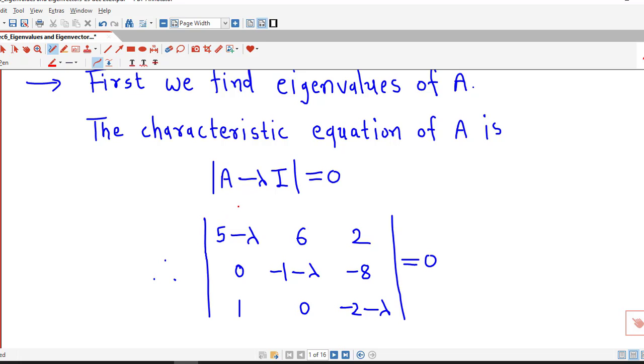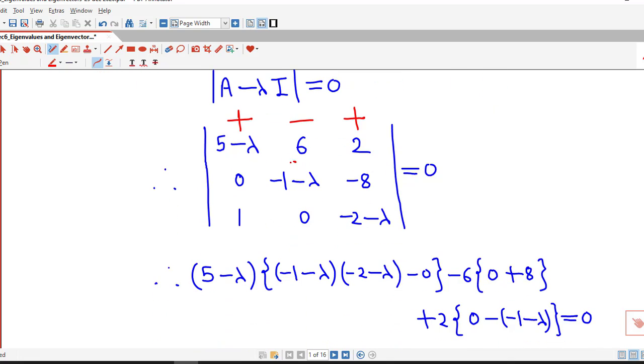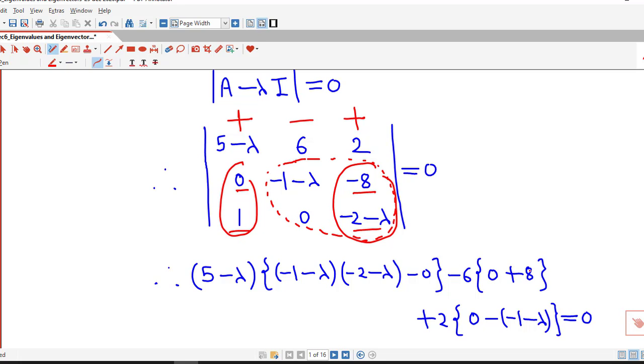determinant. Now we expand this determinant using the first row. So with 5 minus lambda we have to consider the determinant of this 2 by 2 matrix, which is 5 minus lambda into minus 1 minus lambda times minus 2 minus lambda minus 0 into minus 8, which is 0, then minus 6 times the determinant of this matrix, so 0 into minus 2 minus lambda, which is 0, minus minus 8 into 1, so negative negative positive, plus 2 times the determinant of this matrix, 2 times 0 minus minus 1 minus lambda, and equal to 0.